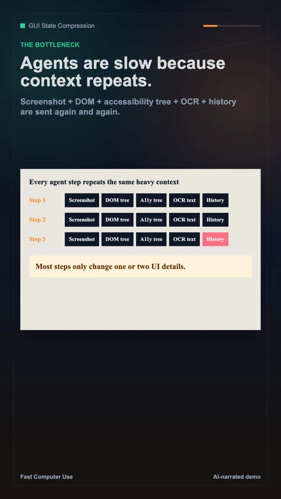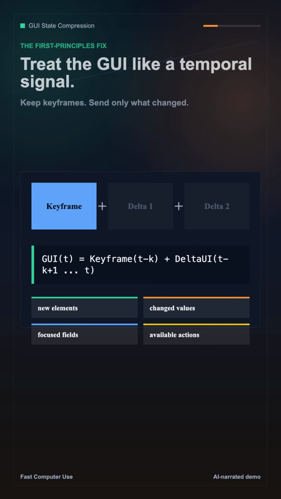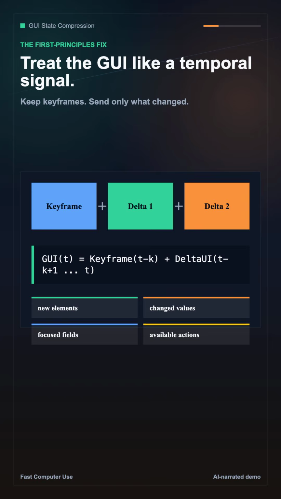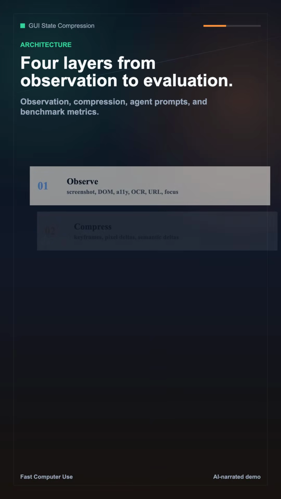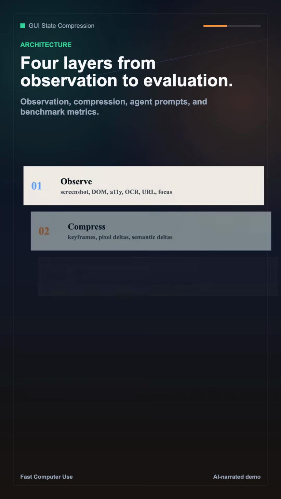The idea is simple. Treat GUI state like a temporal signal. Instead of sending the full state on every turn, store periodic keyframes and send compact deltas that describe what changed since the last keyframe. The compressed state includes new elements, removed elements, changed values, focused fields, available actions, short screen summaries, and compressed action history. The agent can reconstruct the current interface without rereading every pixel and every node at every step.